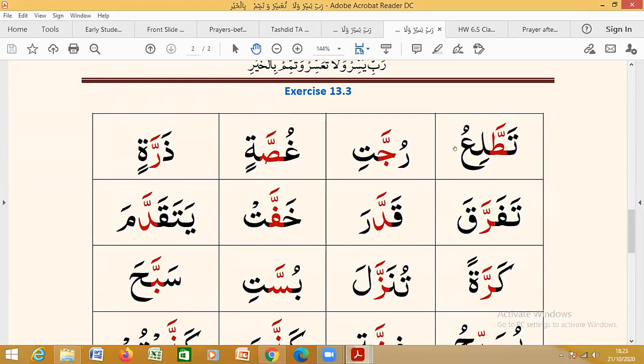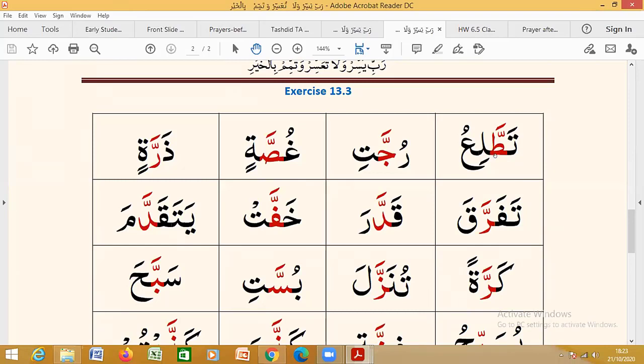Okay. So what we'll do is we'll do some examples, and then hopefully you'll be able to understand it more. Okay. So this first example over here, we're joining the ta to the ta mushaddad. Okay. So we're joining with force, and then we see that it also has a fatha on top. So we have to pronounce that as well. Okay. Ta.